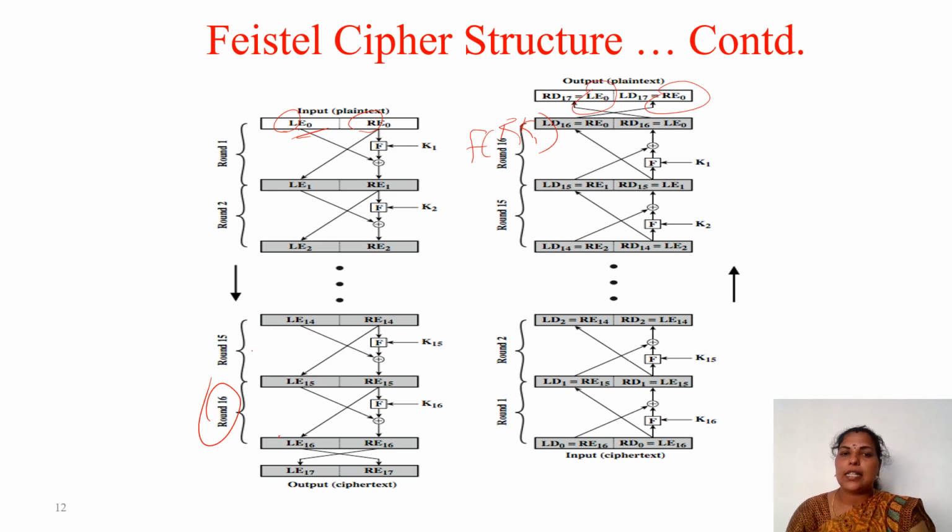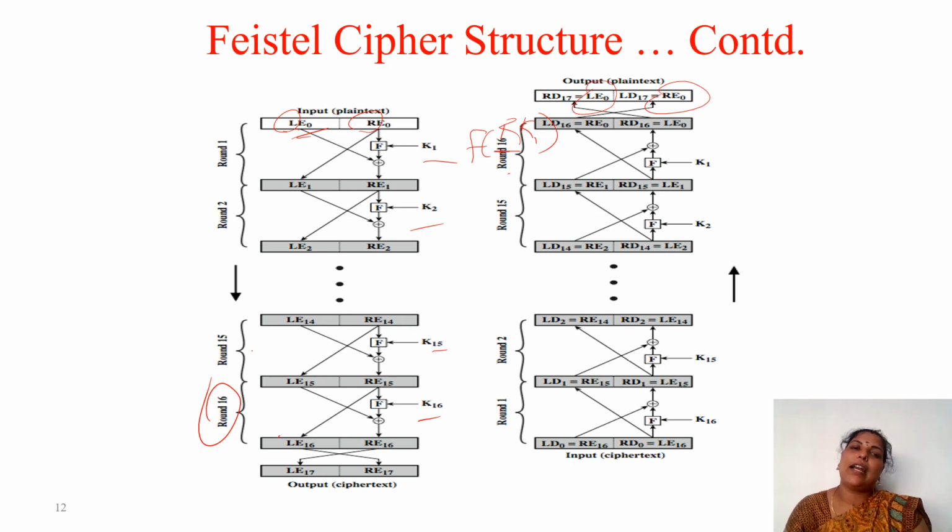R comma K1 means R is the right half of the plain text and K is the sub key. And you can see the difference: each and every round we are having a different key. These keys we are calling sub keys. The sub key generation process itself is one big technique. Initially we have one key size, then from that key we are dividing into different sub keys, and we use each sub key for the various rounds.